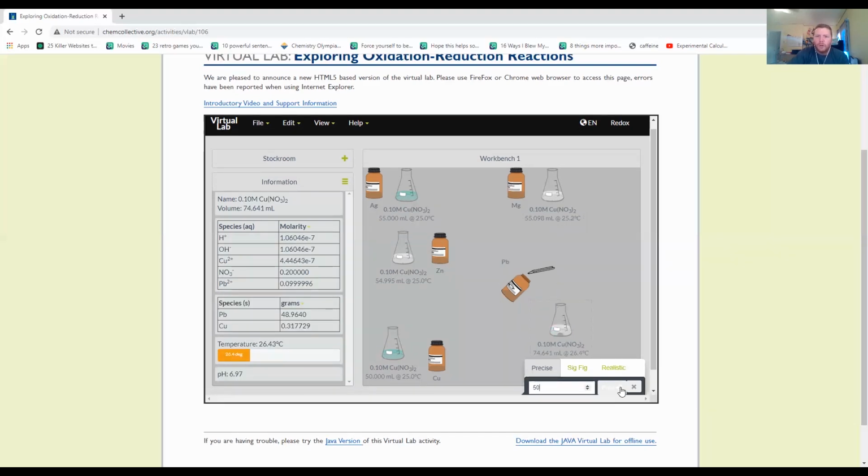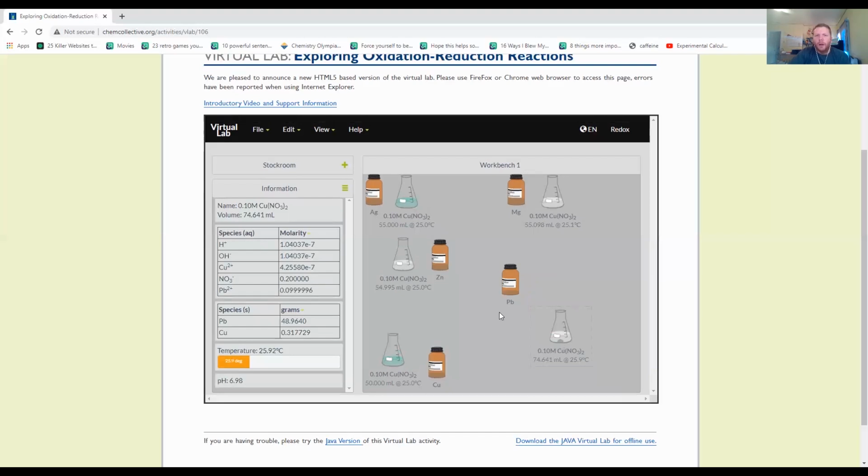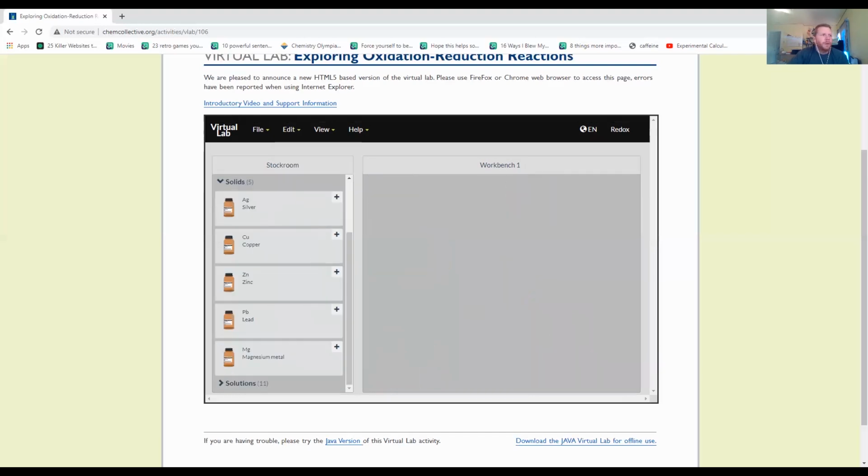Okay, 50 grams. Well, that caused it to go up to 10 degrees Celsius. You could do it again with 10 grams or something. But each time you're going to take all the necessary pictures, and you're going to clear your workbench after each time. At any rate, I hope this is helpful.